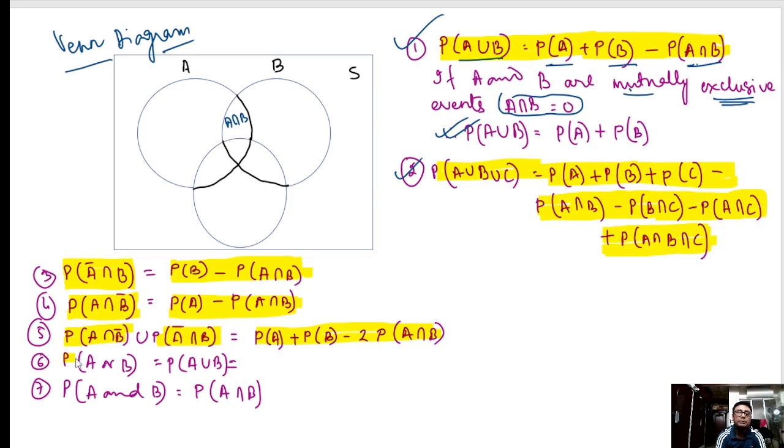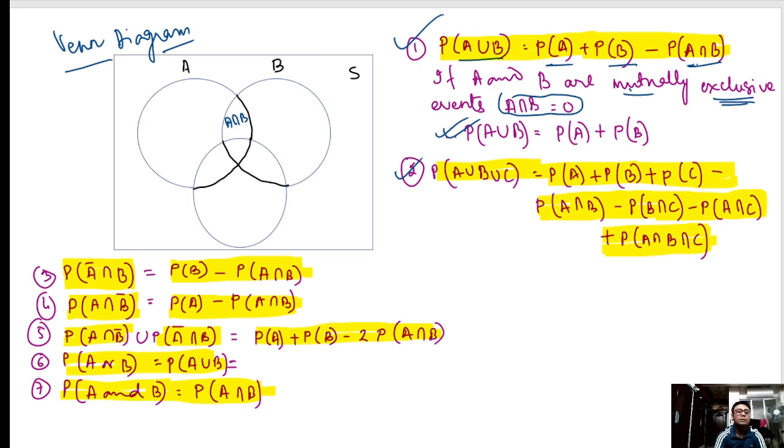P(A or B) means P(A union B), and P(A and B) means P(A intersection B). So these are the things which you have to note very carefully before doing the sums.